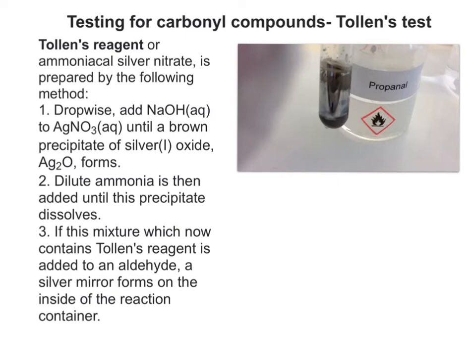We add sodium hydroxide dilute dropwise to silver nitrate solution until a brown precipitate of silver oxide forms. We then add dilute ammonia until that precipitate dissolves, and if that mixture is now added to an aldehyde, a silver mirror forms on the inside of the reaction container. I'm just going to play a short video clip I took of when I did this a couple of years ago, but it has to be done inside the fume hood because of the aldehyde vapours.